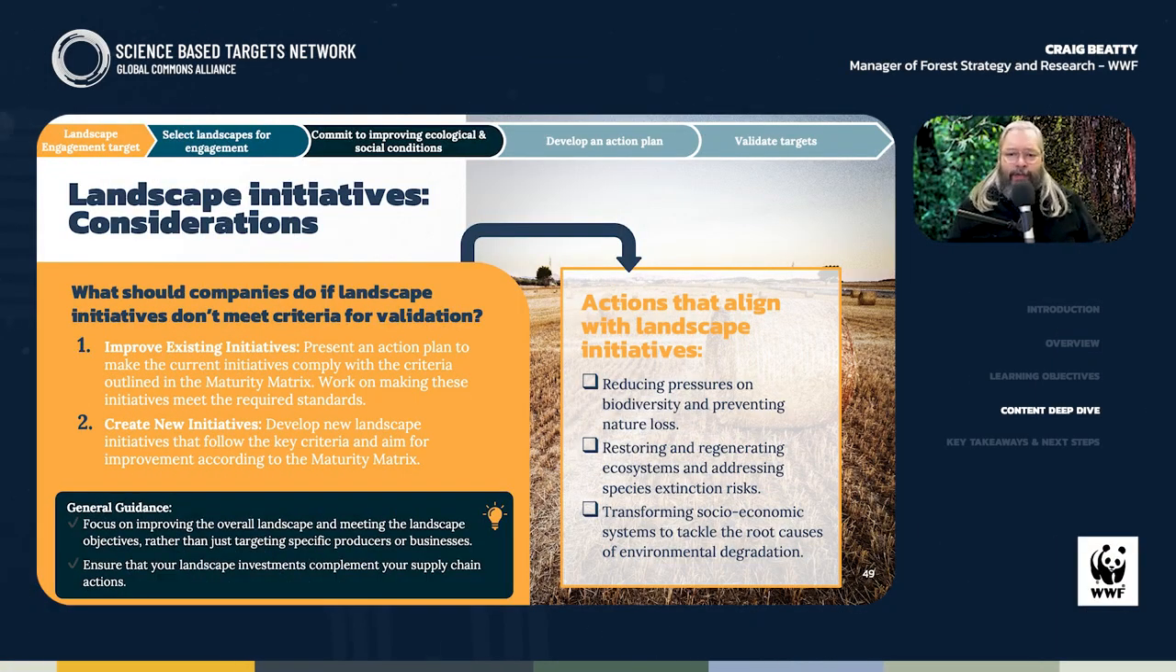But what should a company do if there isn't a landscape that meets the criteria for validation, or there isn't any landscape at all in the prioritized locations? Companies have 2 options at hand.